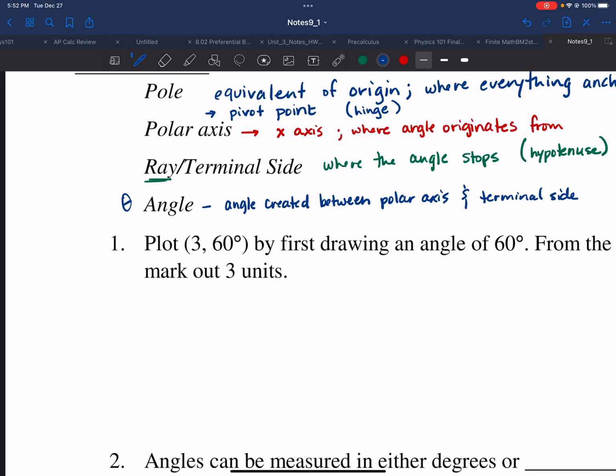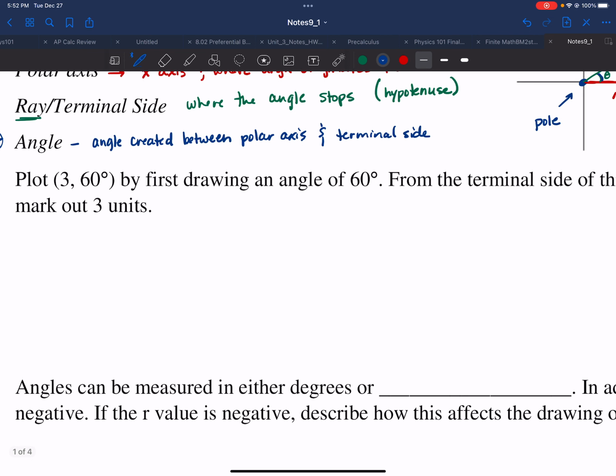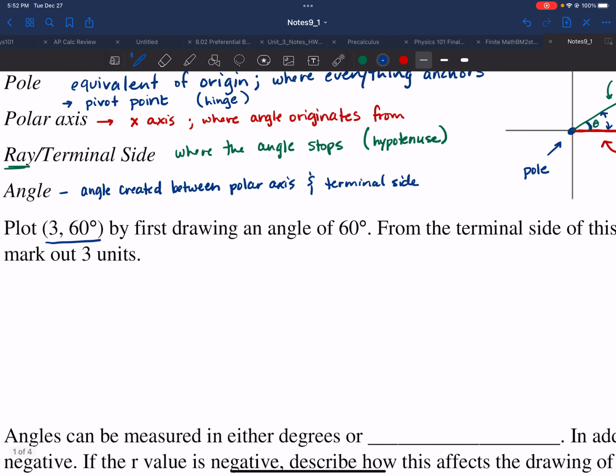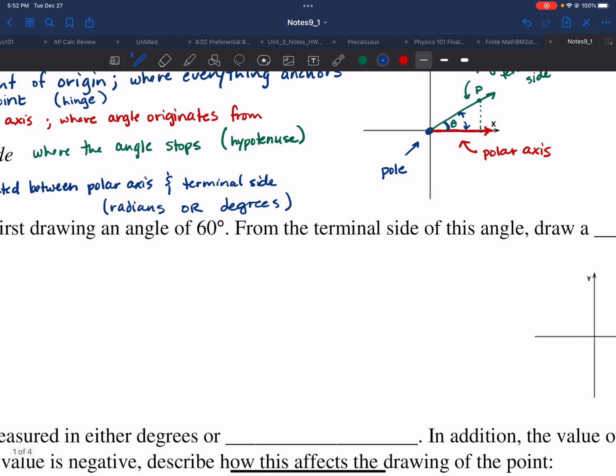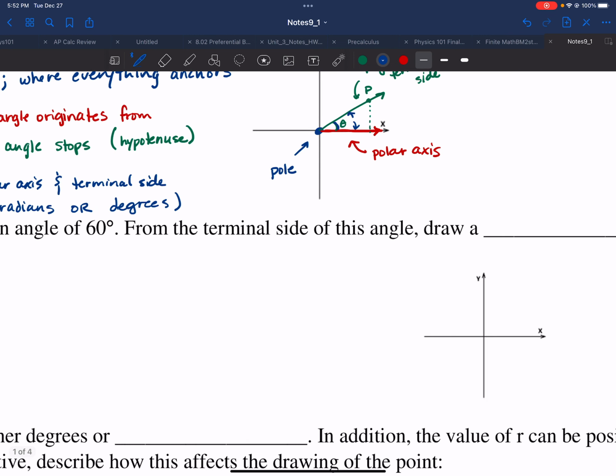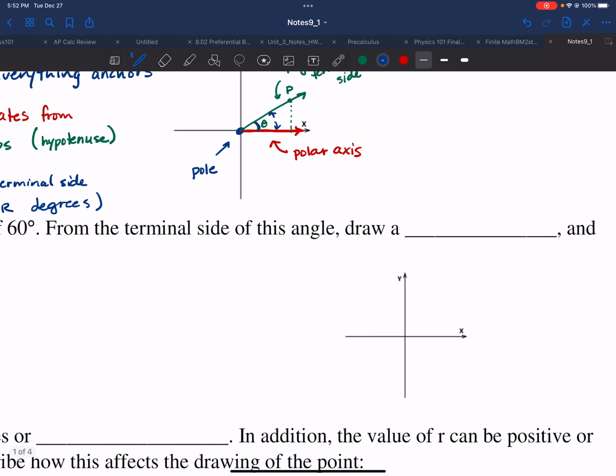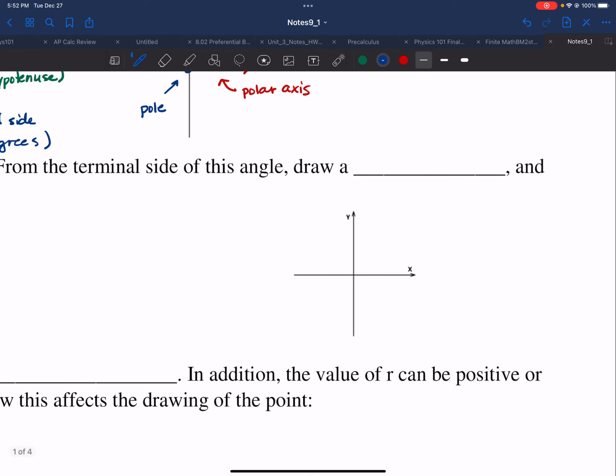All right, so let's plot our first polar point here. We've got plot 3 comma 60 degrees by first drawing, oh, and I should probably put that this can be in radians or degrees. It doesn't matter which, but if you start with one, you have to keep going with that. By first drawing an angle of 60 degrees from the terminal side of this angle, draw well, let's go ahead and draw this first. So here's my pole.